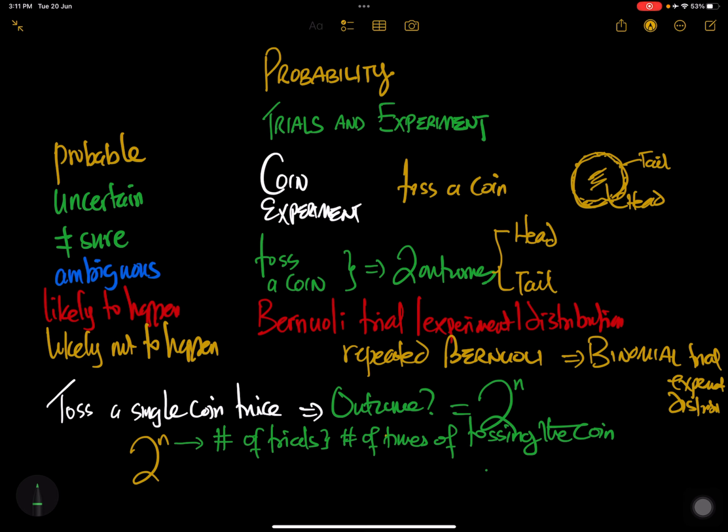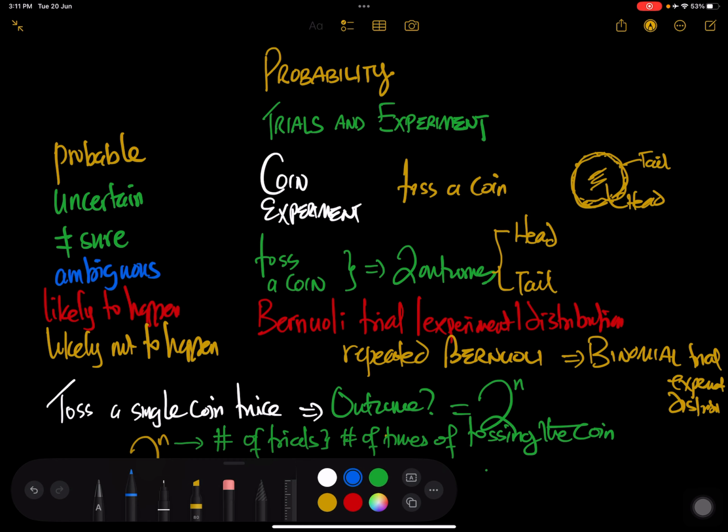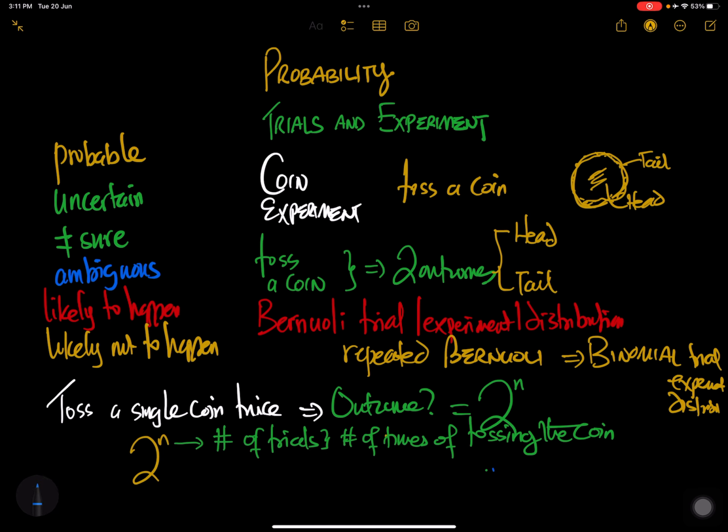So if you come across a problem, and it says that if you toss a single coin 4 times, what is the possible outcome? It's going to be 2 exponent 4, which is 2 times 2 times 2 times 2. This gives us 4, that gives us 4, and 4 times 4 is 16.